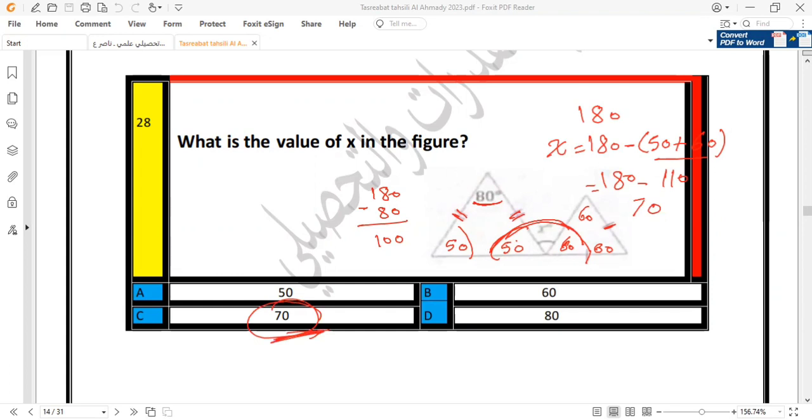Okay, 70 degrees. So here in the equilateral triangle, each angle equals 60 degrees, and here in the isosceles triangle, the angles of the base are congruent. Okay, the two angles opposite to the two congruent sides are also congruent. Here 50, 50. So this angle is a straight angle, 180 minus 110 is going to be 70 degrees.